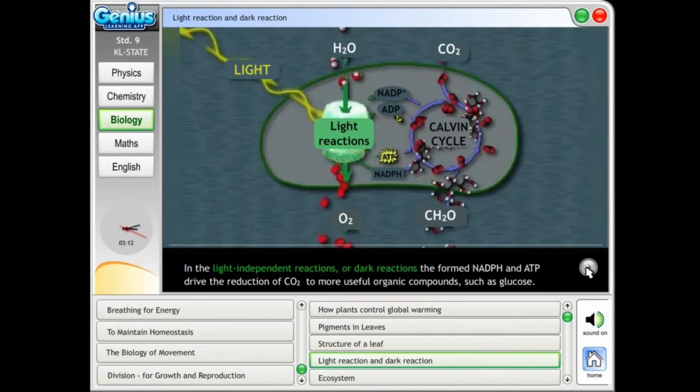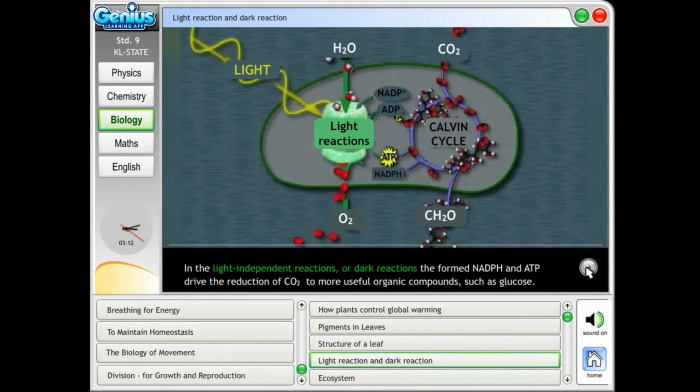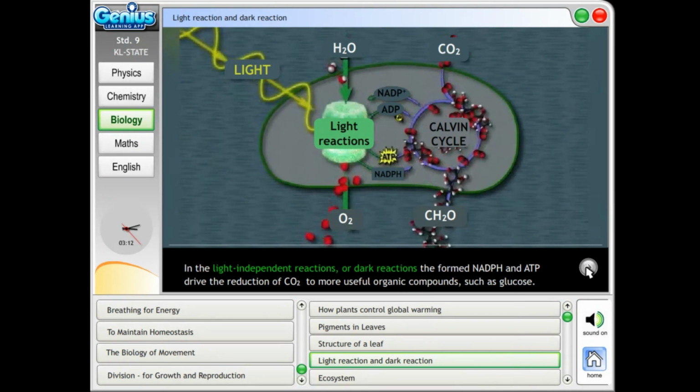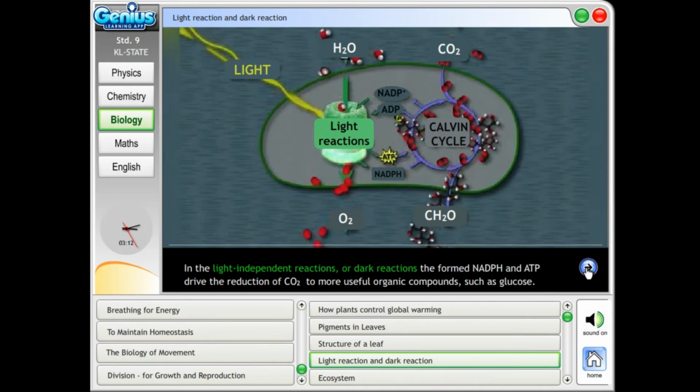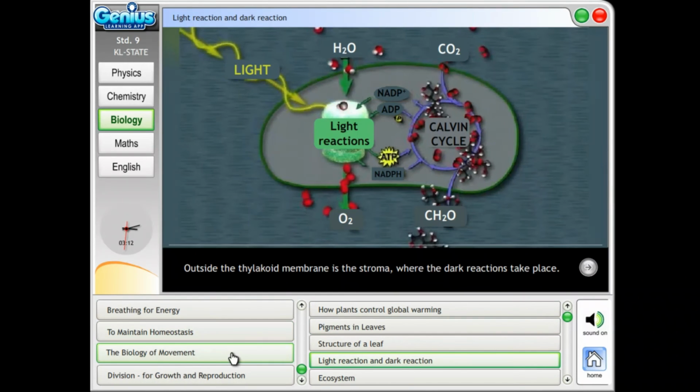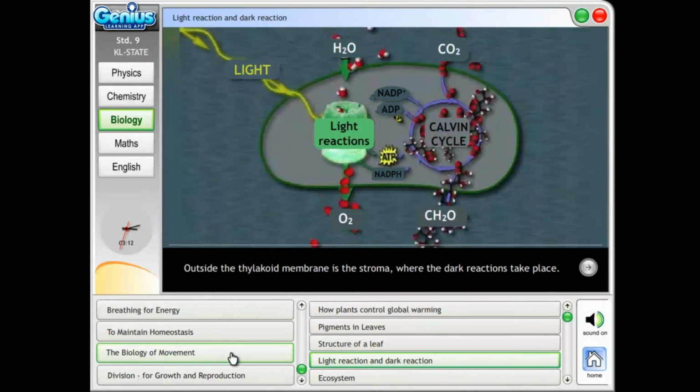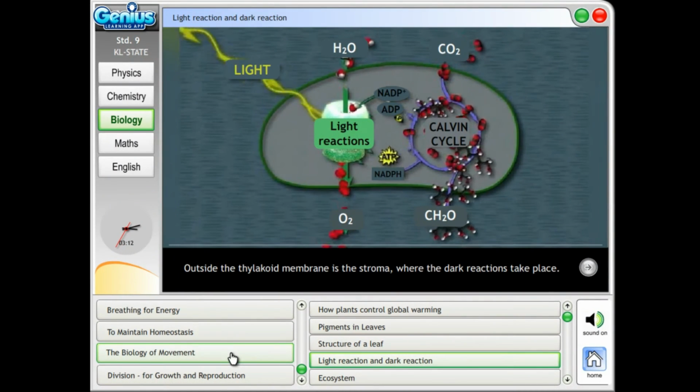In the light-independent reactions, or dark reactions, the formed NADPH and ATP drive the reduction of CO2 to more useful organic compounds, such as glucose. Outside the thylakoid membrane is the stroma, where the dark reactions take place.